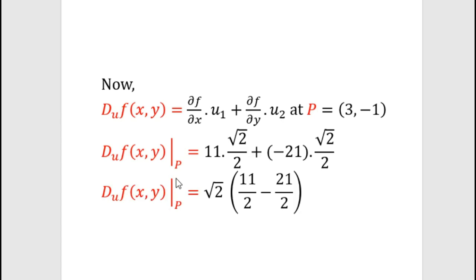So D_u f(x,y) at p will become square root 2 times (11 over 2 minus 21 over 2), which is equal to -5 square root 2.